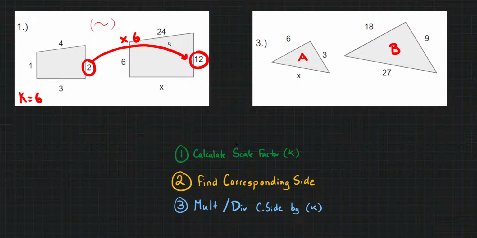I can verify this by trying it on other sides. 4 times 6 gets me 24. 1 times 6 gets me 6. It's verified. The scale factor is 6. Okay?